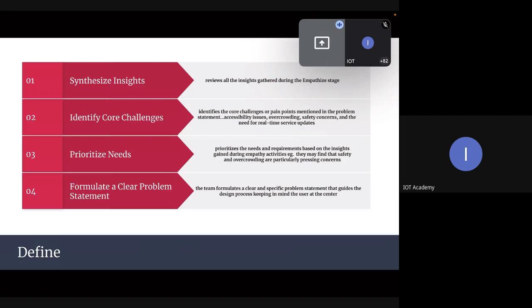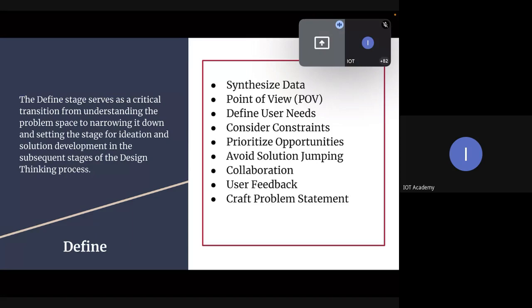So these are the first 2 stages. The define stage serves as a critical transition from understanding the problem space to narrowing it down and setting the stage. Now, this has given you your base, and you will use this as the base for your various ideation in the third stage. So we synthesize the data, we understand the point of view of the users, we define the user's need, we consider the constraints.